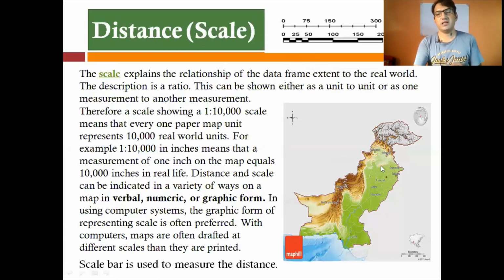So here, if you look, this is the physical map of Pakistan. You also see the north arrow here. This is the scale. This scale is giving us the distance and area of that place.